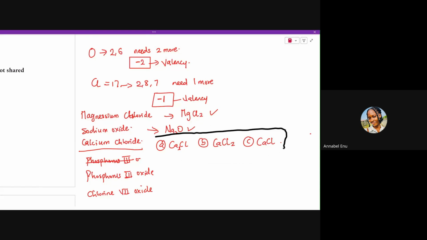Between these 3 options, which of them is the correct formula for calcium chloride? When we know the valency of calcium, B, very good. Because the valency of calcium is 2 and that of chlorine is 1. And so calcium is taking chlorine's own and chlorine is taking calcium's own. So B, so B.